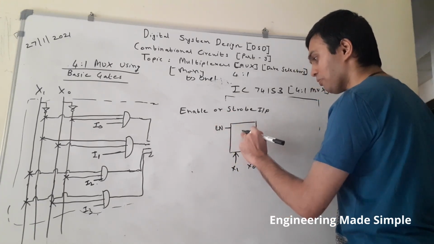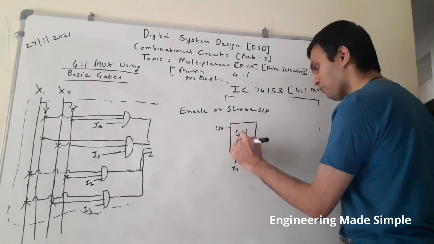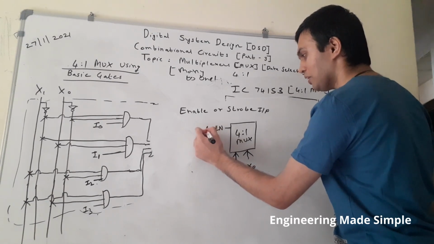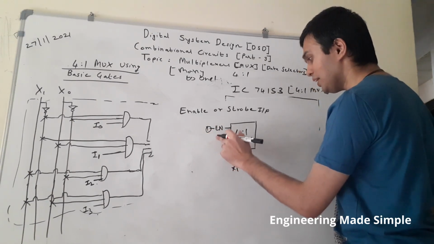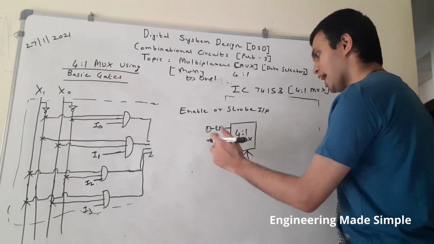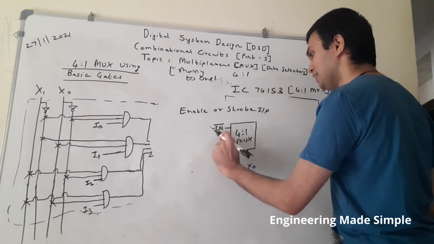It means if I want to activate this particular IC, if I want this IC to work, then I will have to apply logic 1 at the enable input. Then only the circuit will be enabled. So that's the reason this is enable. And if this input is active low, what does this mean? EN bar.